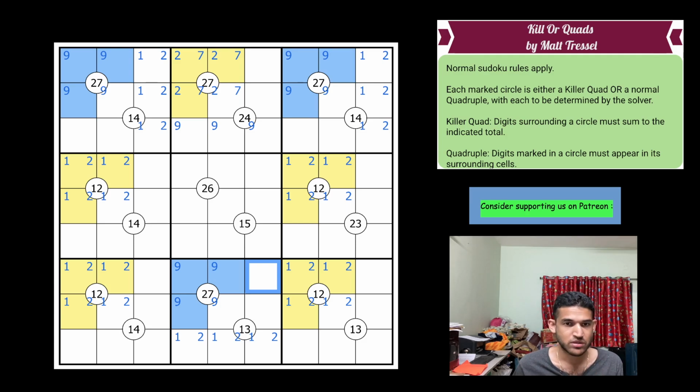So I have a 1 and 2 here, I have a 1 and 2 here, which means in row 6, 1 and 2 goes here. So which means there is no 2 in this area. So this 26 is also a killer quad clue because it cannot be a quadruple clue. 2 is eliminated. All right.